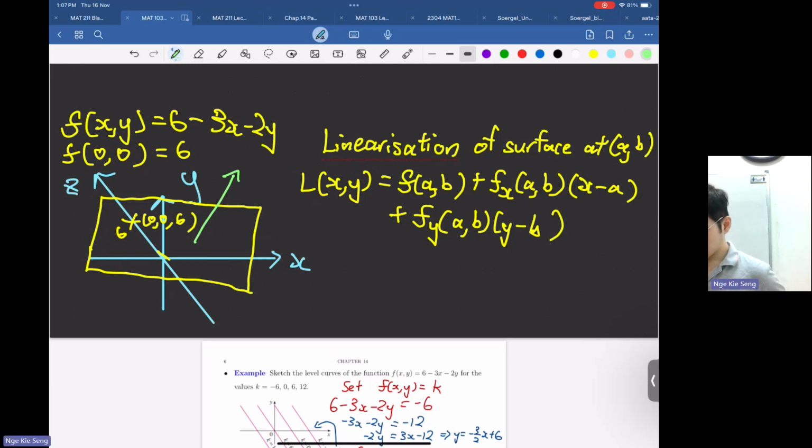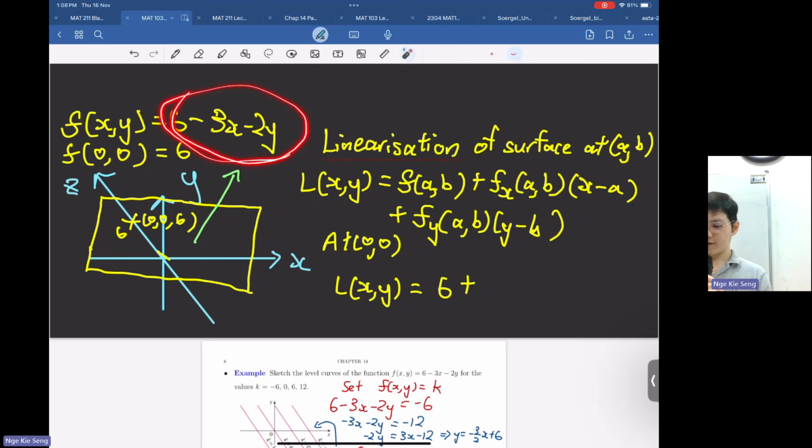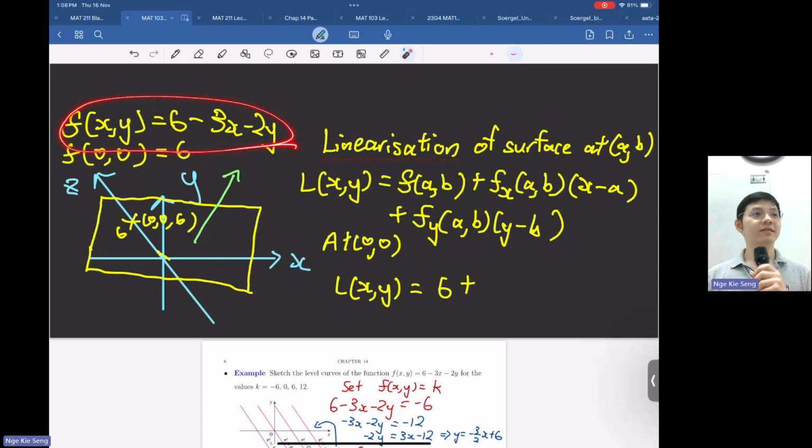All right. So what's the tangent plane here? How to find this L(x, y)? So f(0, 0), we're at (a, b) equals (0, 0). Our L(x, y) is just 6 plus... To differentiate my function with respect to x, what do you get? I want to ask Roland again. So partially differentiate f with respect to x, what do you get?